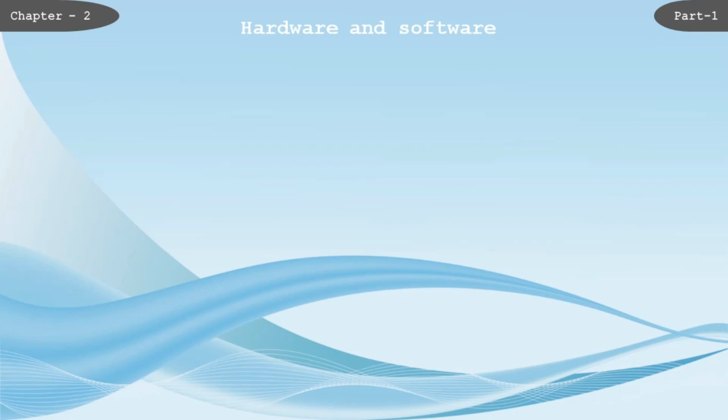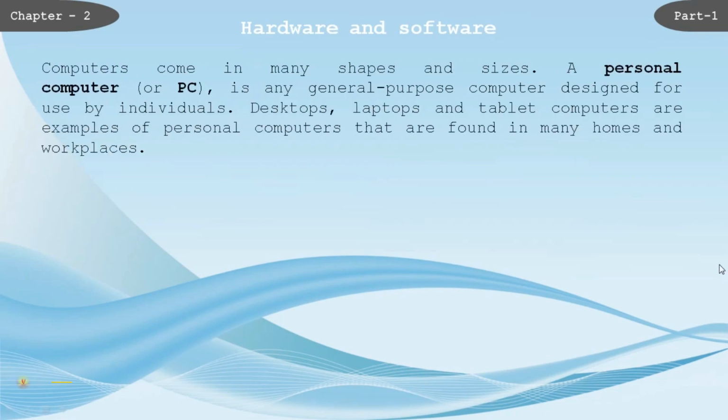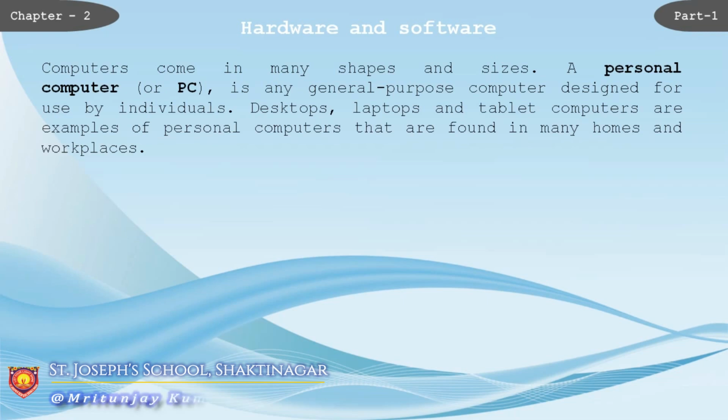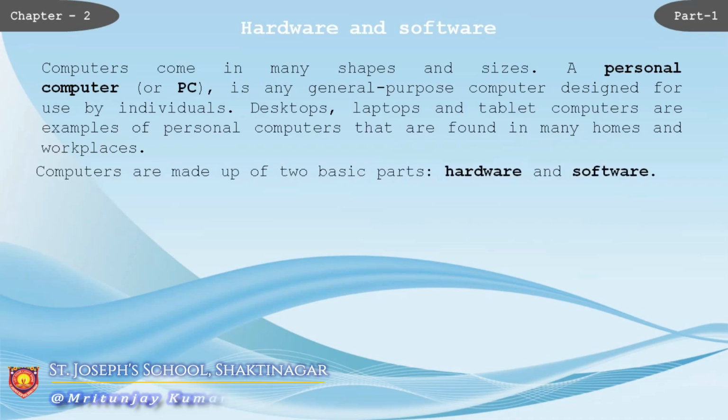Let's understand the hardware and software. We know a computer comes in many shapes and sizes. A personal computer, that is PC, is any general purpose computer designed for use by individuals. Desktops, laptops and tablet computers are examples of personal computers that are found in many homes and workplaces. And computers are made up of 2 basic parts, that is hardware and software.